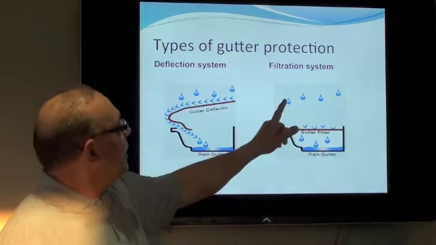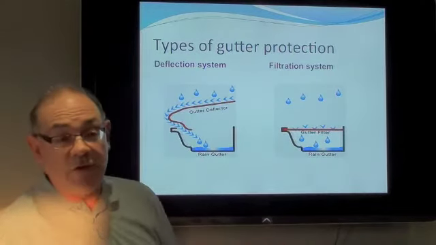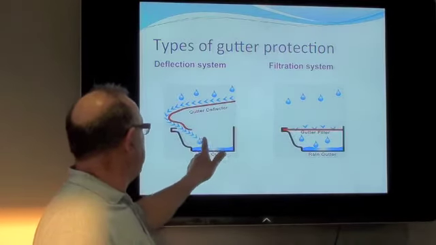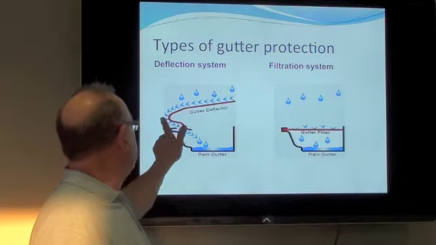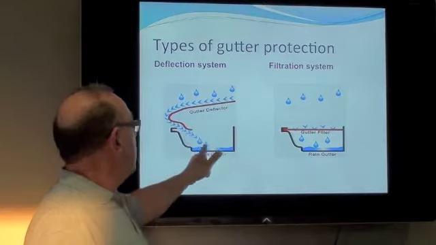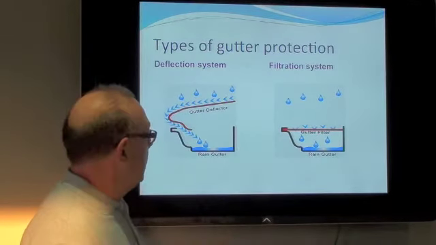There's two types of gutter protection that we recommend, and this is really the first and best pre-filter you can get. The deflector system, which is what you saw on the other page. The water follows the shape of the deflector into the gutter, the debris falls off. The only stuff that we get in there that we have to deal with is dust-like particles.